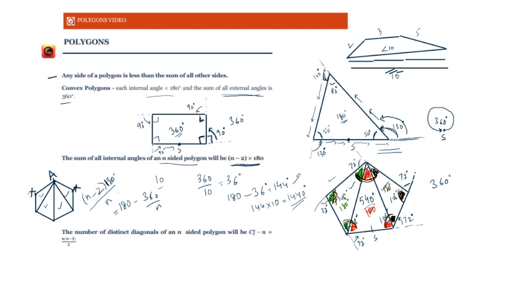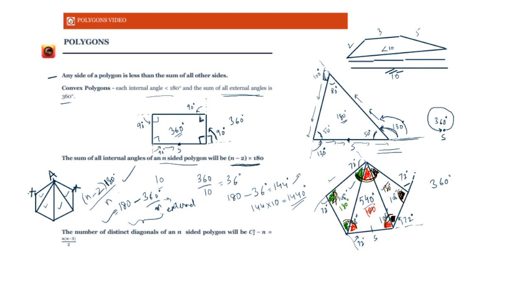What is this 360 by n? This was the external angle. We said since the sum of all external angles is 360 degrees and there are n sides, that means we have turned n times. So 360 by n is each external angle. And when we subtract it from 180, because internal and external angles make a straight line, we get the measure of each internal angle, right? So this and this are equivalent.